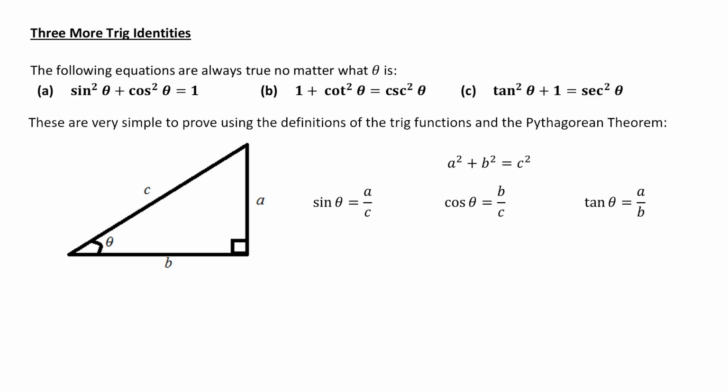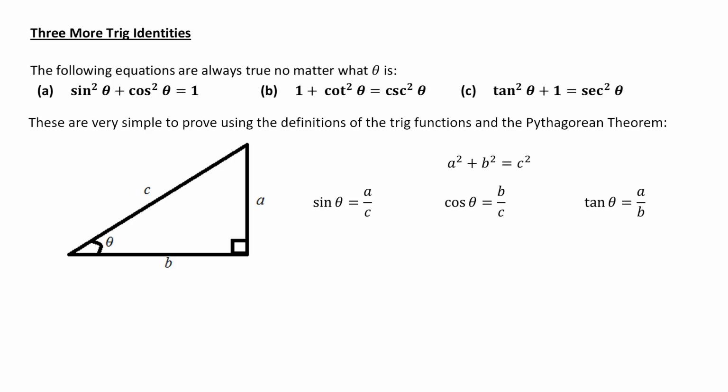Okay, this is lesson 80, and we are going to talk about three more trig identities that you will need to know. A says sine squared theta plus cosine squared theta equals 1. That is very important. It is something you will have to have memorized. It's not hard to prove.